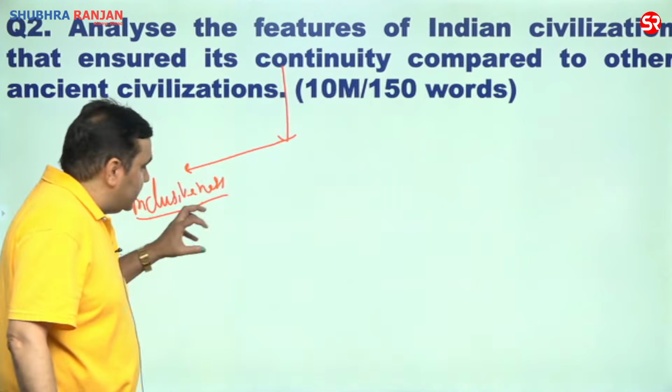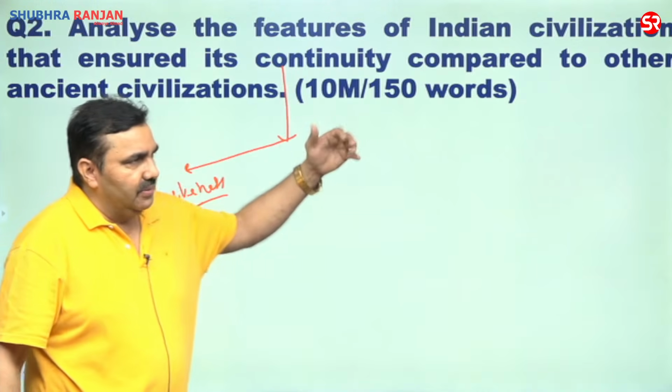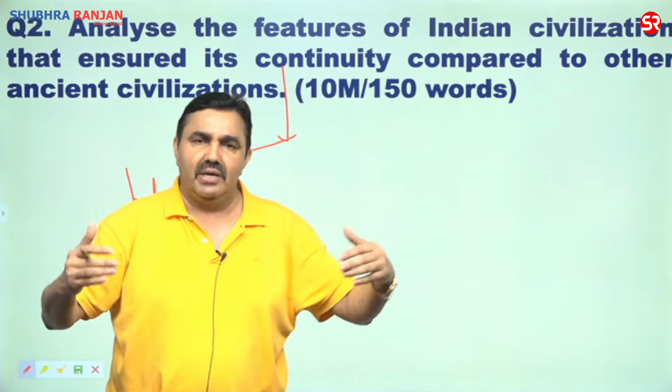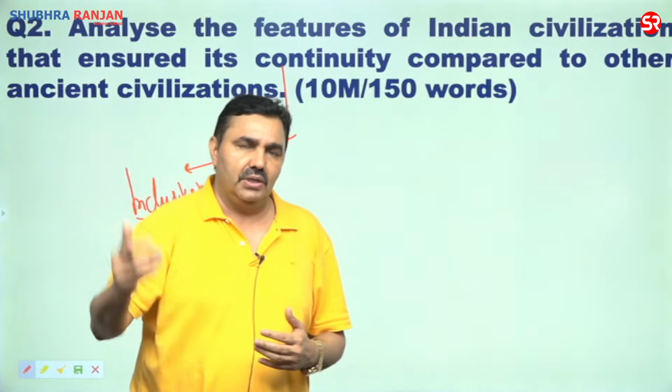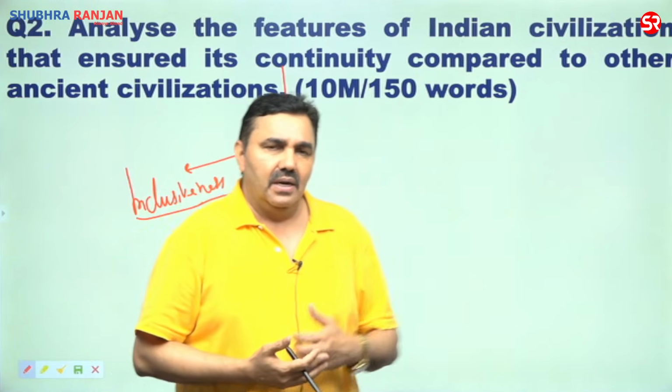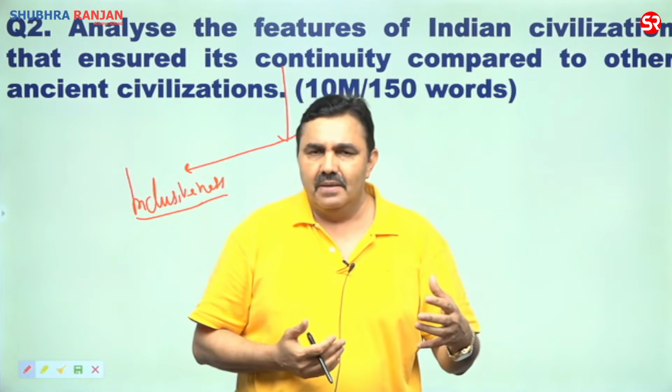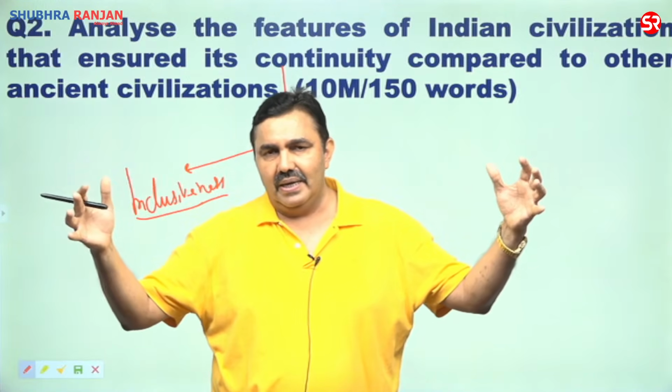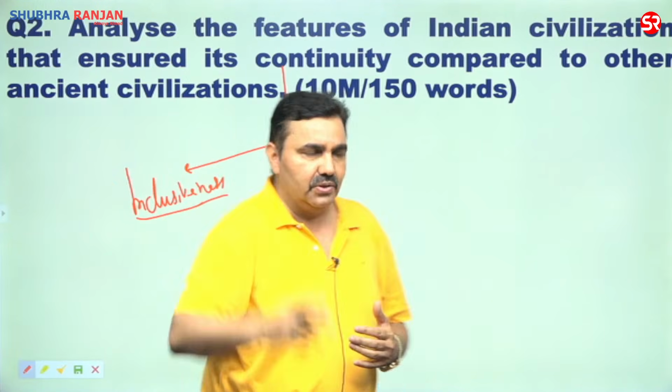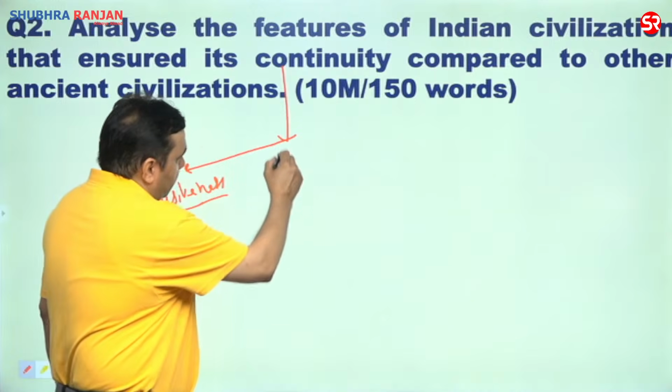So, inclusiveness: many groups came to India. They came to India and slowly they became Indian. Think of Sakas, Kushanas, Hunas. Arabs came, Turks came. Once they came to India, they were Indianized. That was because of the inclusiveness of Indian culture.